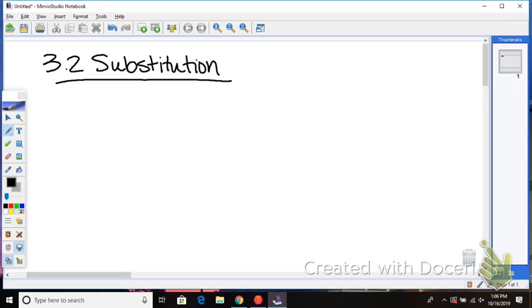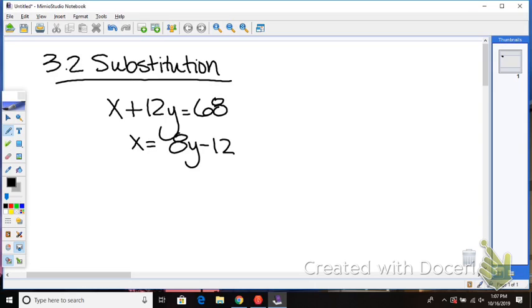So if I give you something that looks like this: x plus 12y is equal to 68, and x equals 8y minus 12. Some of the reasons that we don't want to have to graph every time are if you get a decimal, a lot of times you have to guesstimate what that is. But also, if you're graphing something that's got these crazy numbers, it's just not feasible to really graph. So algebraically is a little bit easier.